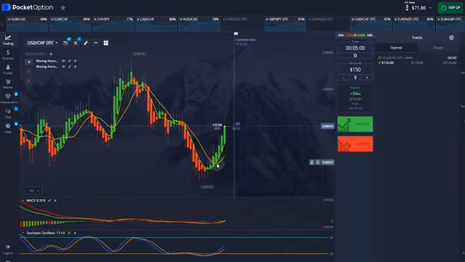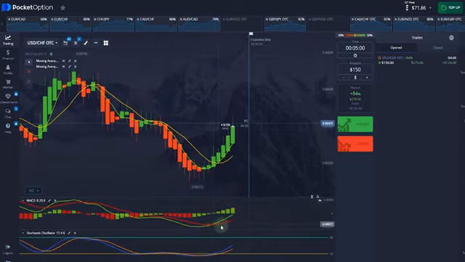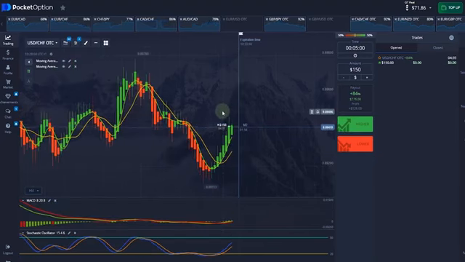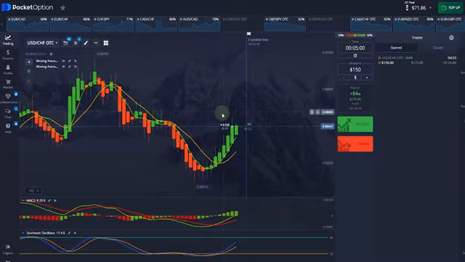You can see guys, our moving average intersects at this particular level. The same thing with our MACD, it also intersects, and our stochastic oscillator also intersected, giving us an uptrend on this particular market. So that was the reason why I entered the trade. So guys, let's see what the market has to offer in the next 4 minutes and 30 seconds.